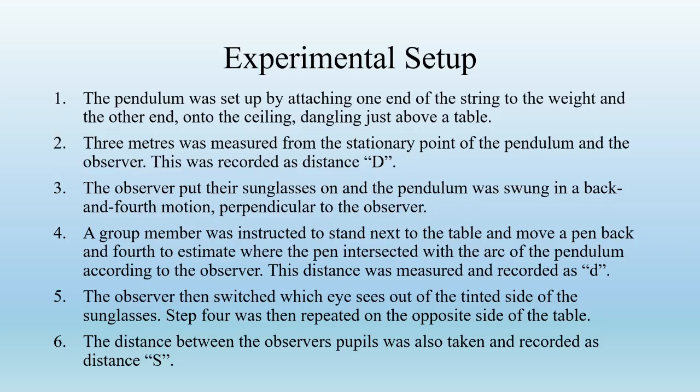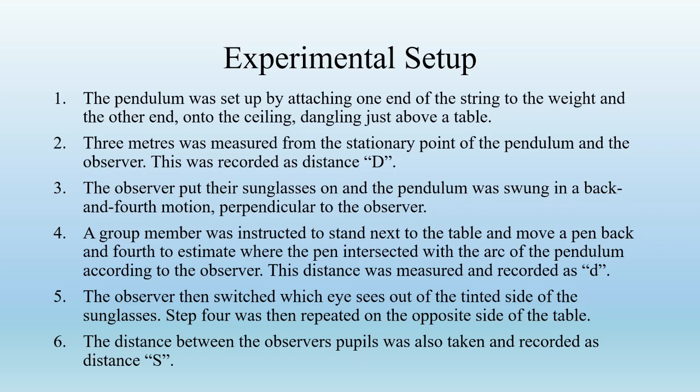The observer put their sunglasses on, and the pendulum was swung in a back and forth motion perpendicular to the observer. A group member was instructed to stand next to the table and move a pen back and forth to estimate where the pen intersected with the arc of the pendulum according to the observer. This distance was measured and recorded as distance d.